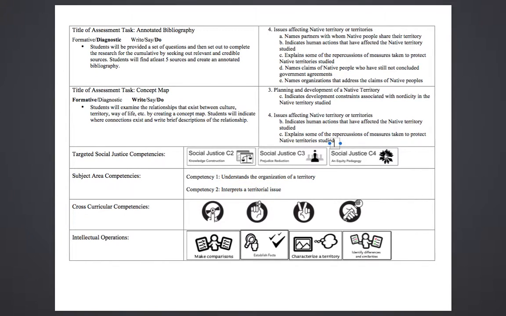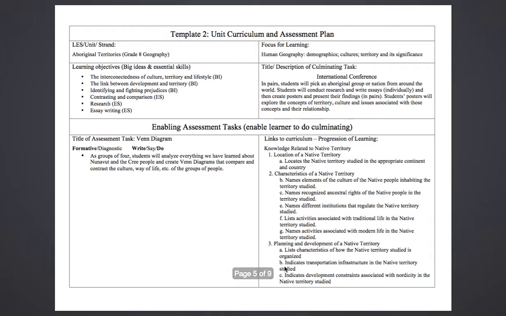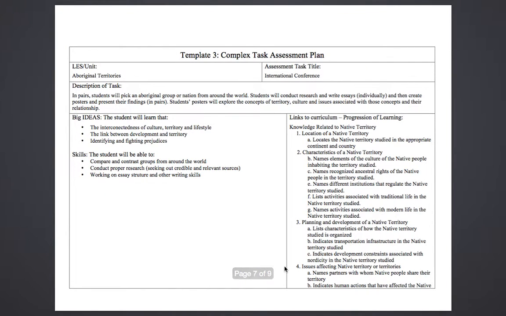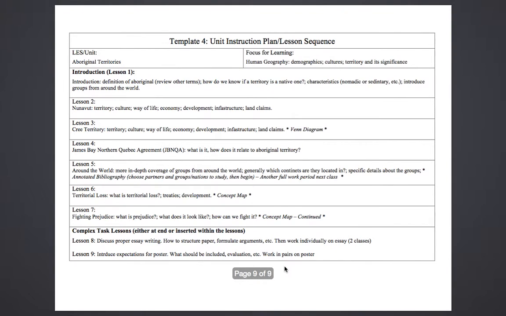So I believe that's it. I'll show you one last thing. We looked at template 2, which is the unit curriculum and assessment plan. We looked at template 3, which was the complex task assessment plan. And now we'll look at template 4, which is the unit instruction plan or the lesson sequence. So what lessons am I going to present to my students to equip them with the knowledge they'll need to complete the culminating task and so on.